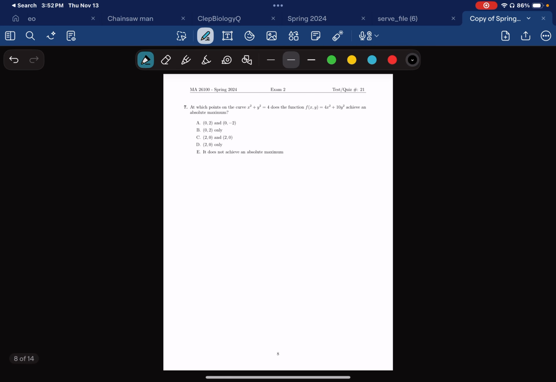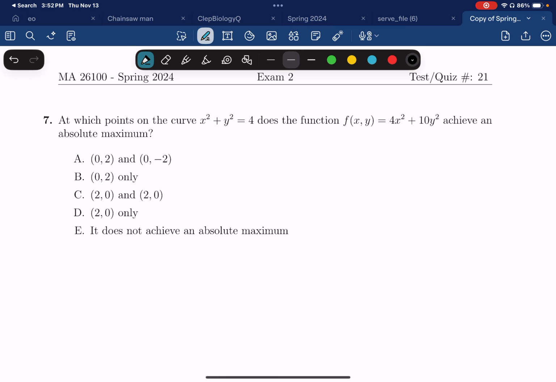Moving on to number 7. At which points on the curve x squared plus y squared equals 4 does the function f of x, y equals 4x squared plus 10y squared achieve an absolute maximum? This is a Lagrange question, but I gotta warn you, it's kind of weird.